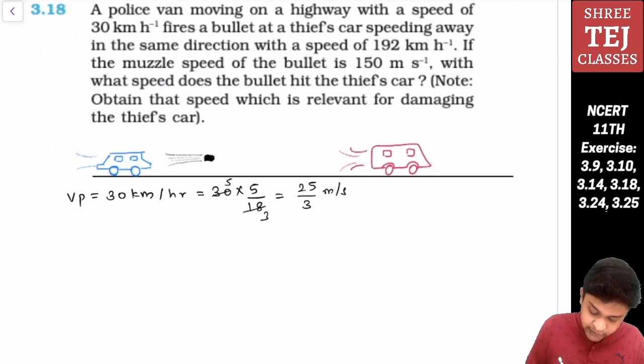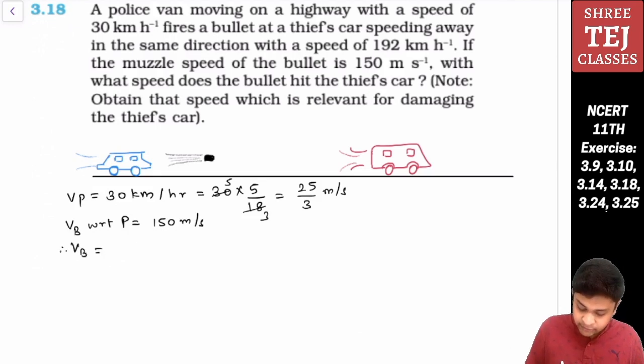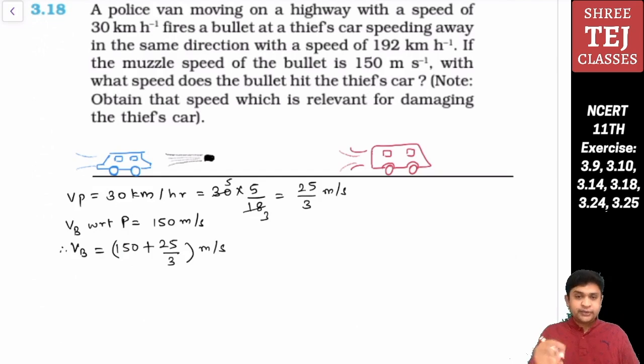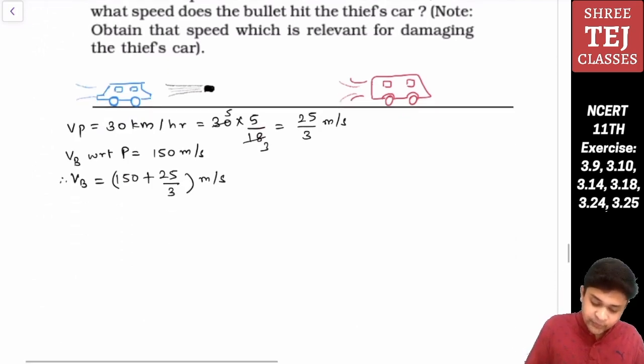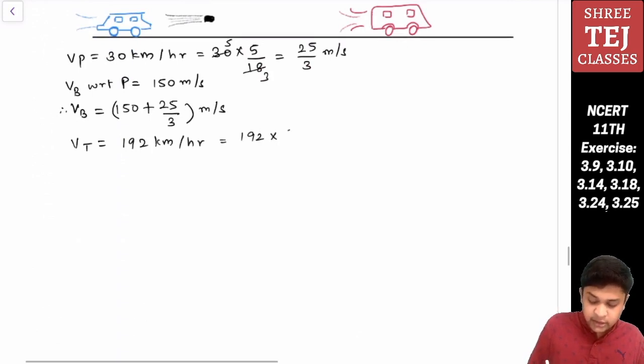Now velocity of the bullet with respect to police car would be 150 meter per second. Therefore, velocity of the bullet with respect to ground would be 150 plus 25 upon 3 meter per second. Now, what is velocity of the thief? Velocity of the thief's car is 192 km per hour, which is equal to 192 into 5 upon 18.